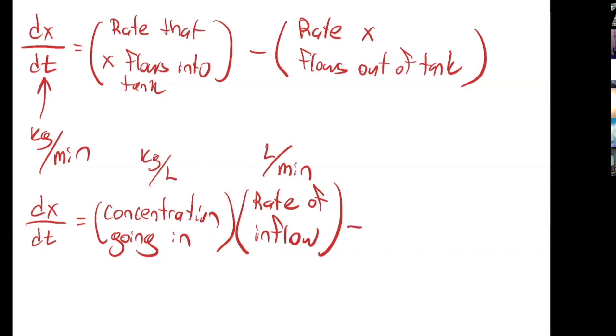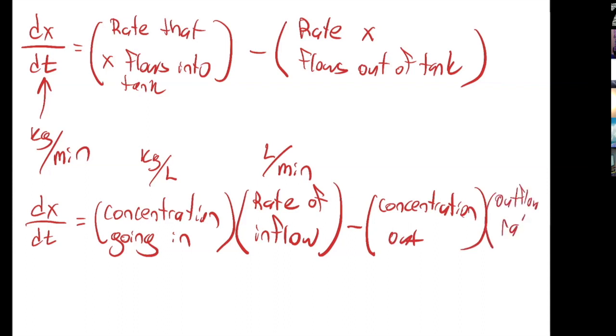And then we would do the same for what's going out, which would be the concentration flowing out times the outflow rate. Usually the tricky part here is thinking about what is the concentration of the solution flowing out of the tank, because that's the one thing that's not constant here. I believe all of these other values are constant.